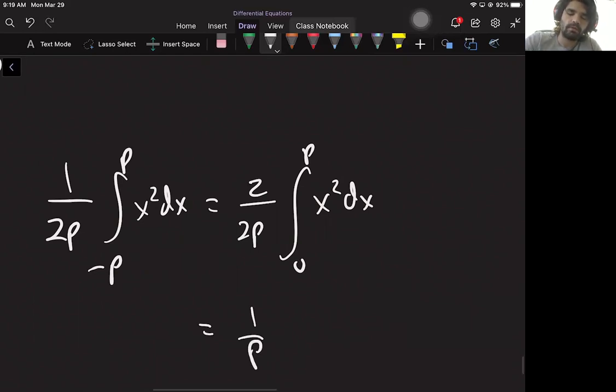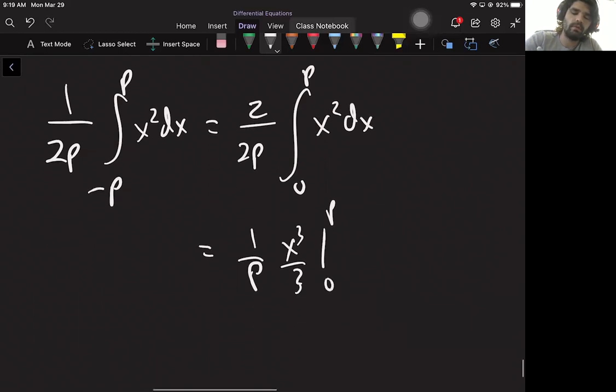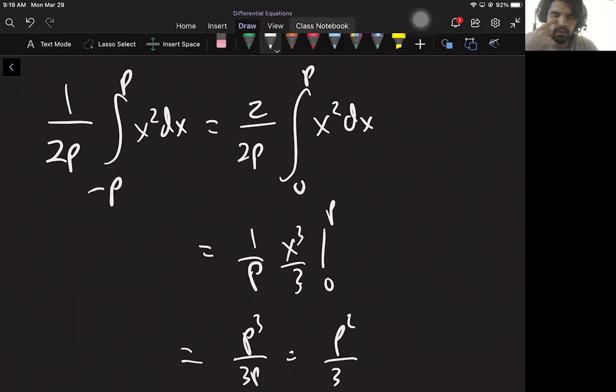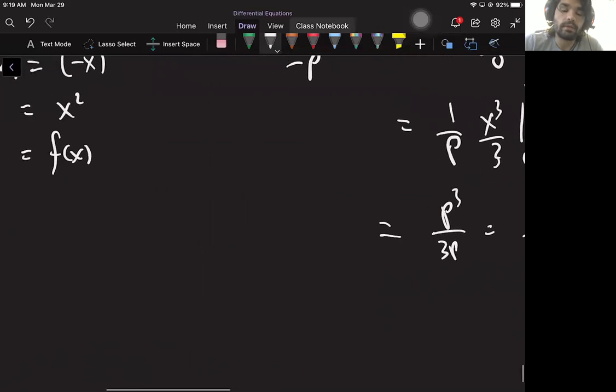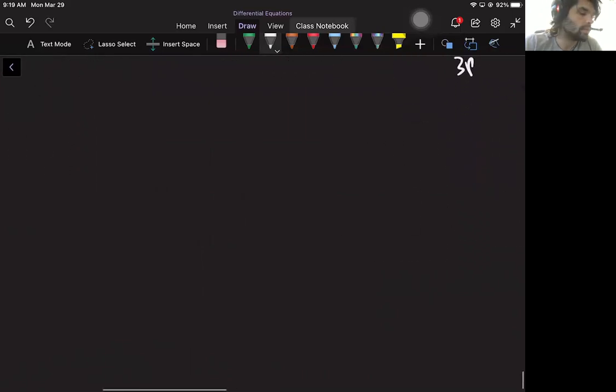All right, integral of x squared is x cubed over 3 from 0 to p. Plug in p cubed over 3p equals p squared over 3. Okay, so that's the first term, p squared over 3. The next terms, let's do the cosine term next.